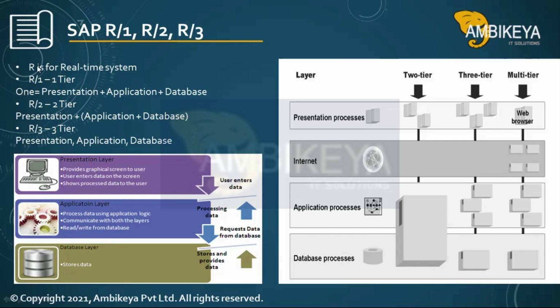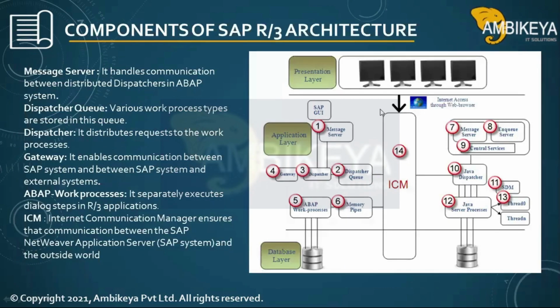So for providing more security, and for getting the application used by more users, we have different kinds of layers. Right now we are using R3 and multi-tier. R3, because we still have our ECC system, and S4 is a multi-tier architecture. So here is how data flows in SAP.